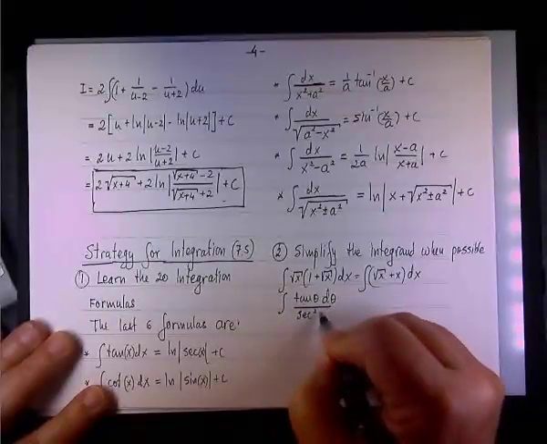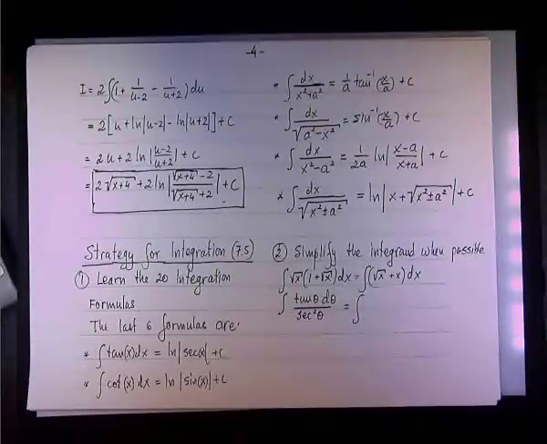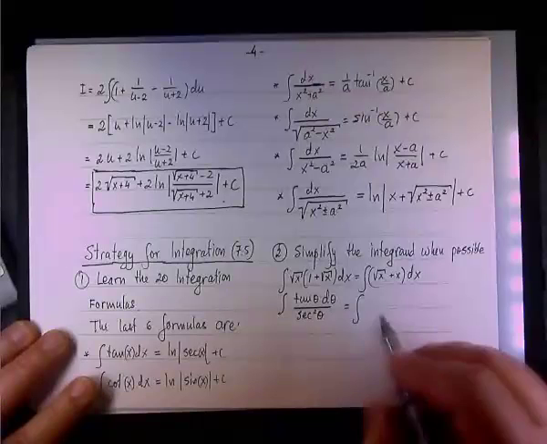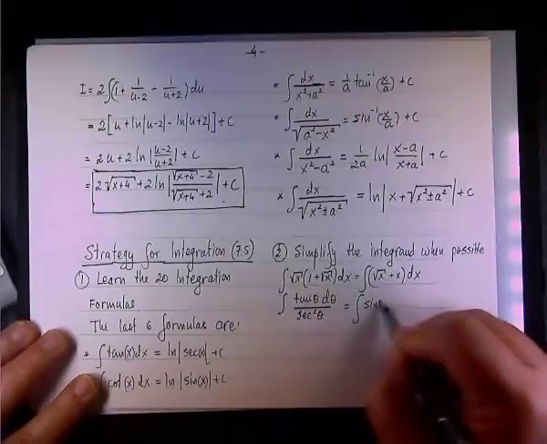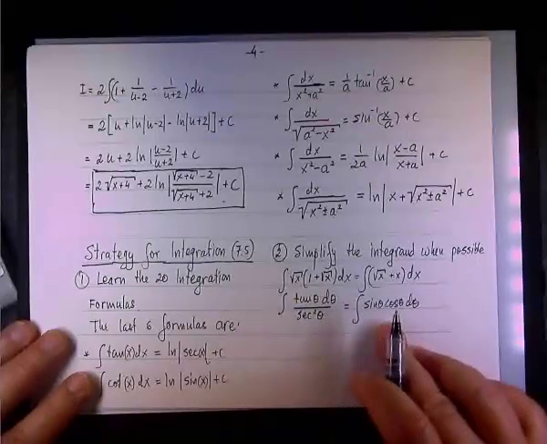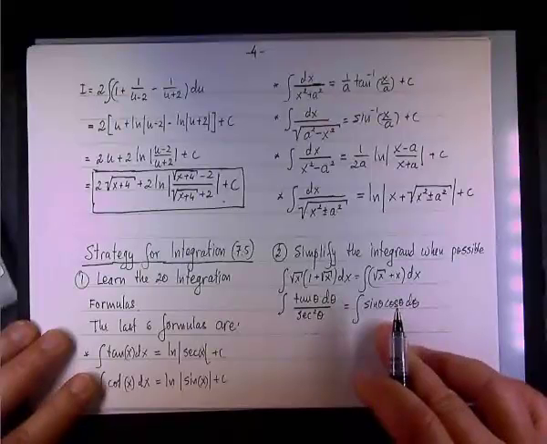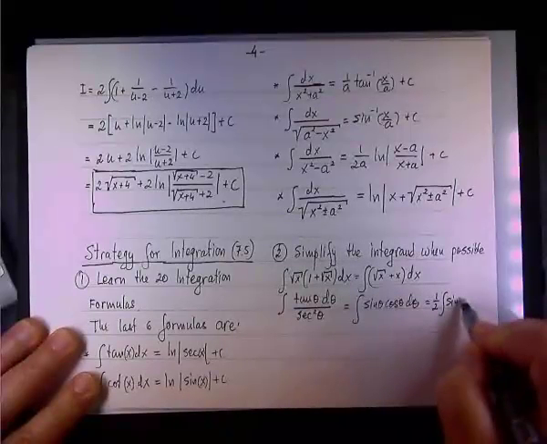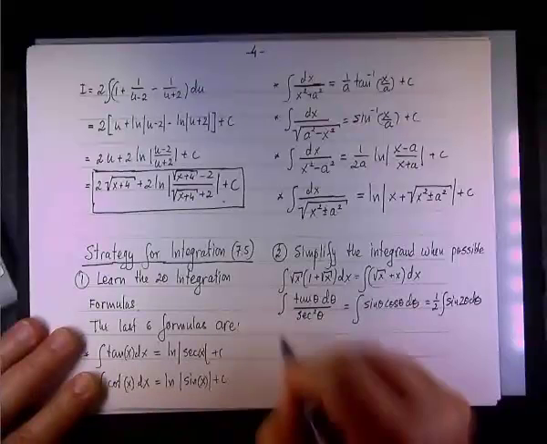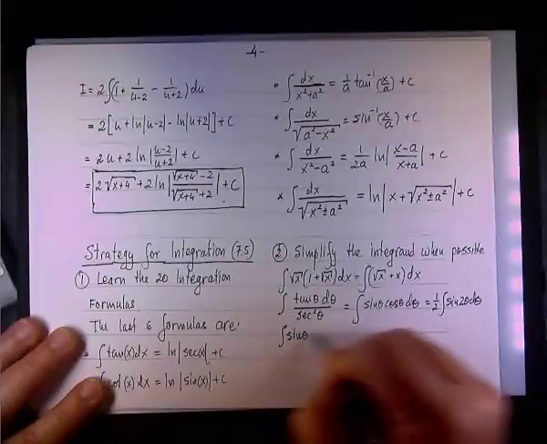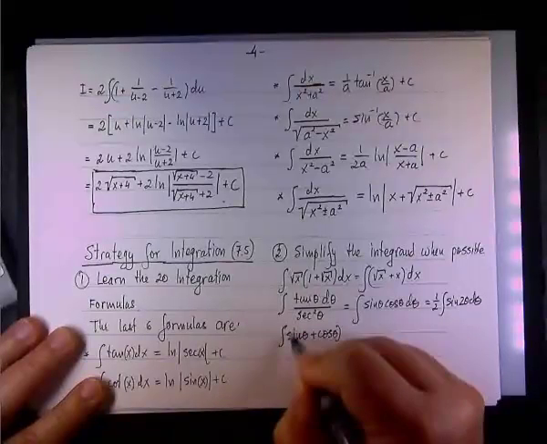If you have the tangent theta d theta over the secant squared theta, then you simplify it. Remember, secant squared is 1 over the cosine squared, and the tangent is sine over cosine. So you end up having the integral of the sine of theta cosine theta d theta. Well, this is half of sine of 2 theta, right? I think you have something like that in the homework.